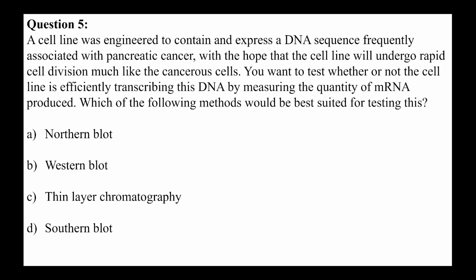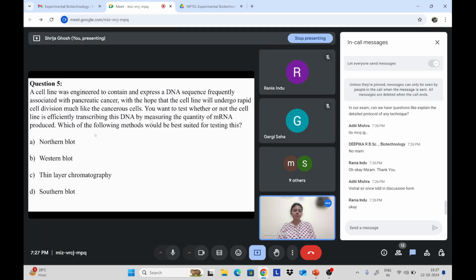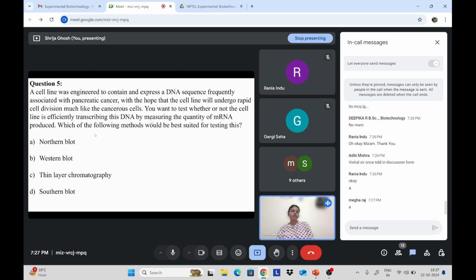Okay, next question. A cell line was engineered to contain and express a DNA sequence frequently associated with pancreatic cancer, with the hope that the cell line will undergo rapid cell division much like cancerous cells. You want to test whether or not the cell line is efficiently transcribing this DNA by measuring the quantity of mRNA produced. Which of the following methods would be best suited for this? We have just discussed this, so all of you should be able to answer. Which of the following methods would be best suited for testing mRNA concentration?